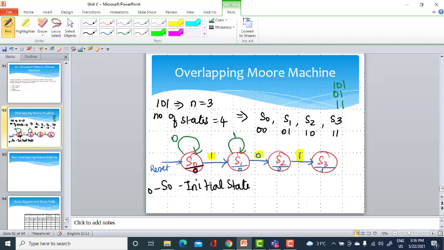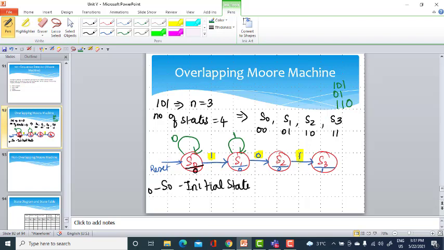If you have 1, from S0 you move to S1. And again, if you receive 1, you will be in the same state only, and then go ahead with your S2. Now, after this you have received 0. So first you are receiving 1, you are in state S0. You receive 1, go to state S1. And then you receive again 1, you remain in the same state S1. And then receive 0, go to state S2.